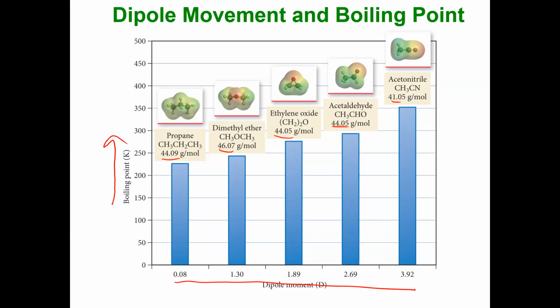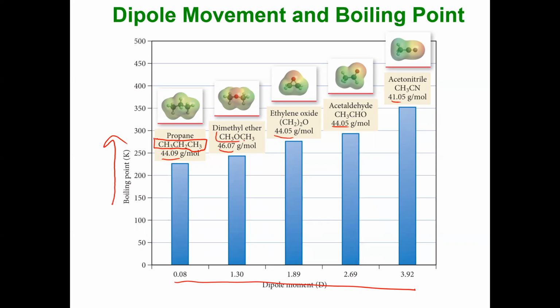So the thing that has the lowest boiling point of all of these is propane. Why is that? It's all carbon to carbon or hydrogen single bonds. This is a non-polar molecule. It can only exhibit London forces. So it has the lowest boiling point.